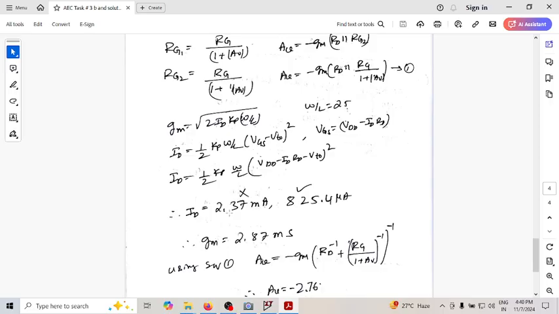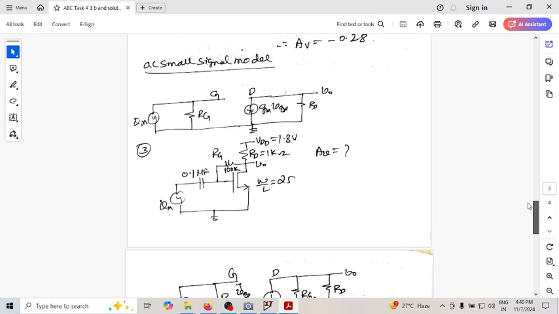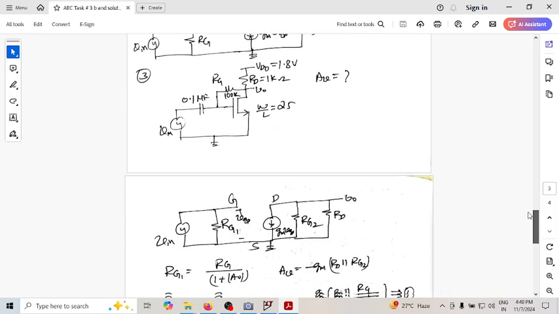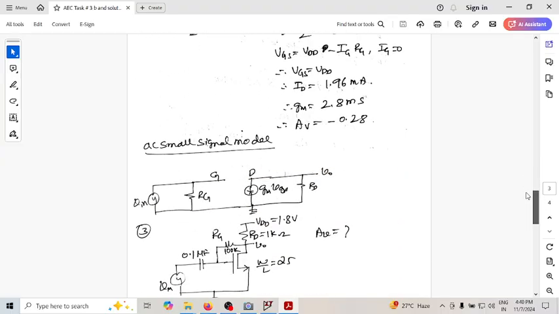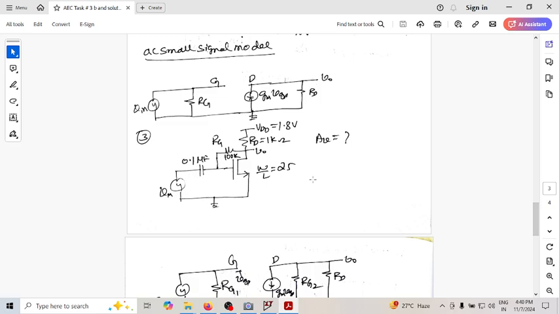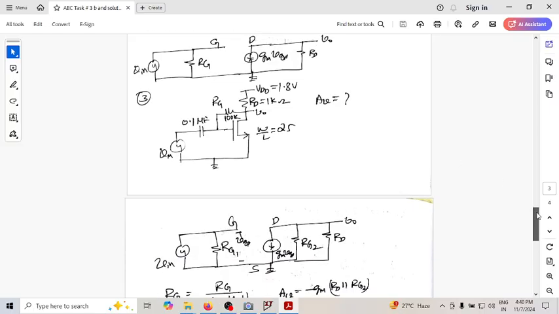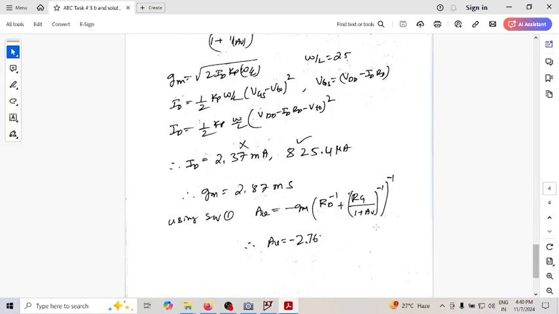This is not a possible answer. These two are mathematically equal, but this cannot be, because you have hardly 1.8 volt and you cannot have a drop of such a large voltage. RD is 1k. There cannot be a current of 2 point something milliampere flowing, because that will exceed the supply voltage. That's why we are discarding this answer and considering only this answer. Then gm comes out to be this.